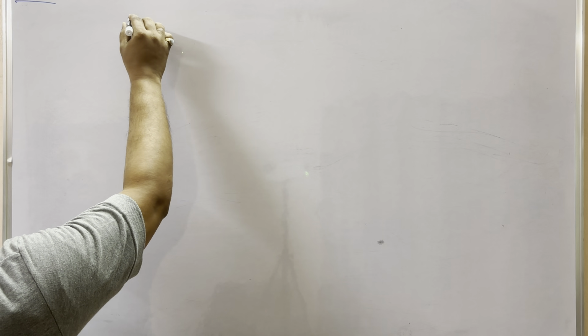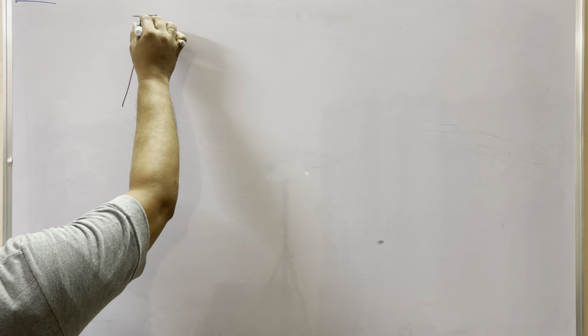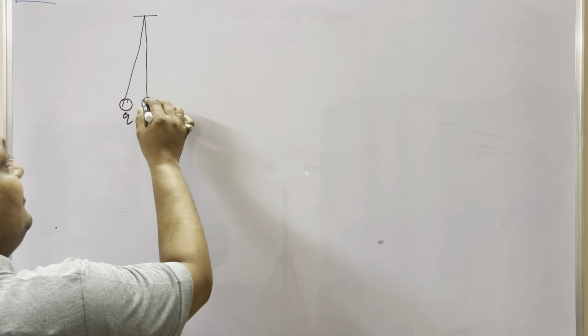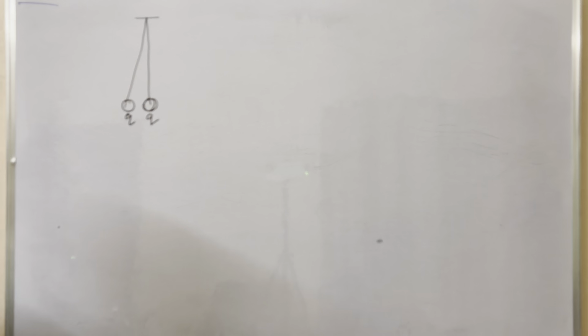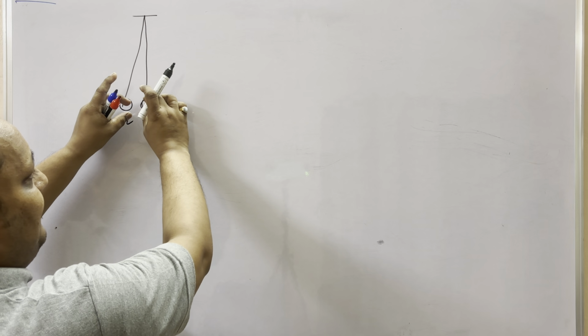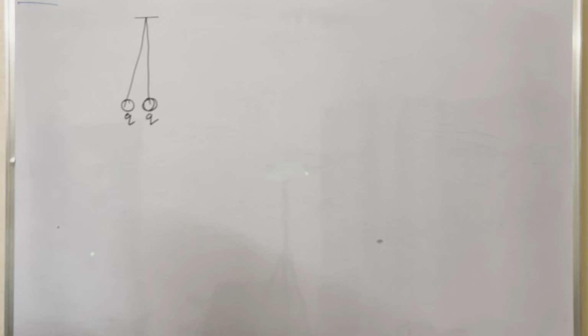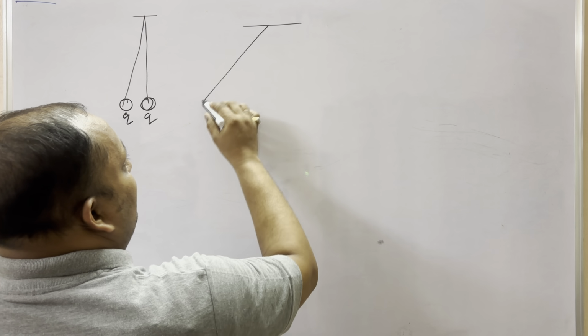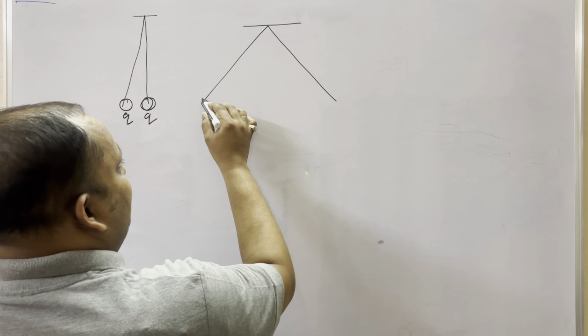So, we were discussing electric force between two charges. In that, if two charges are suspended by insulating thread, like this, then between two same charges, always a repulsive force is going to exist. Because of that repulsion, these two are going to be repelled like this.